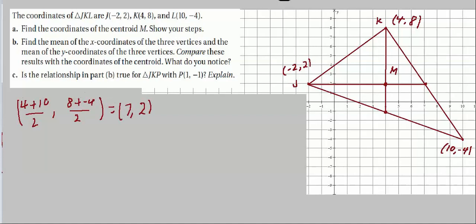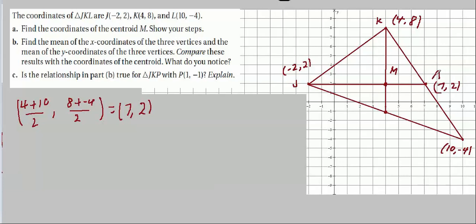Now, does that make any sense? Well, let's see here. There's 7, 2. Yeah, it looks like a reasonable point for a midpoint. So maybe we gotta put this in here. We got 7, 2. And what do we call that? Yeah, let's call it A.